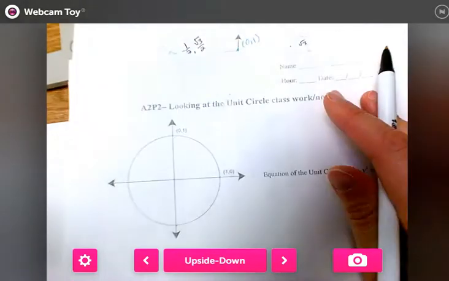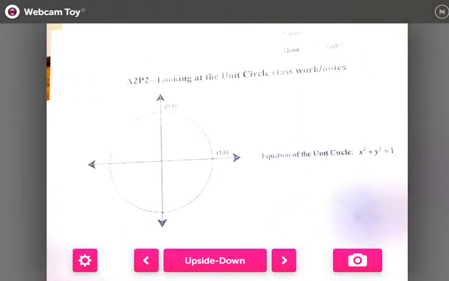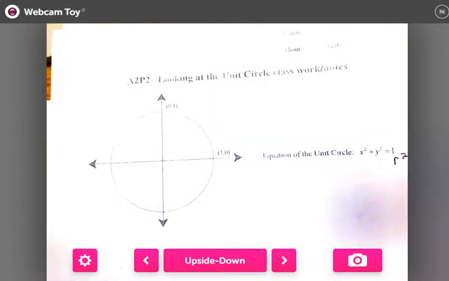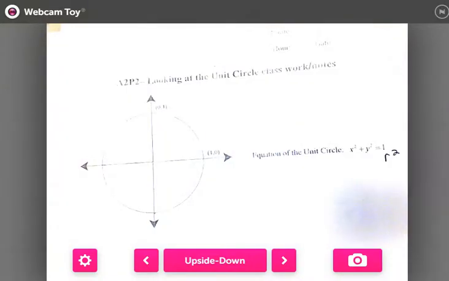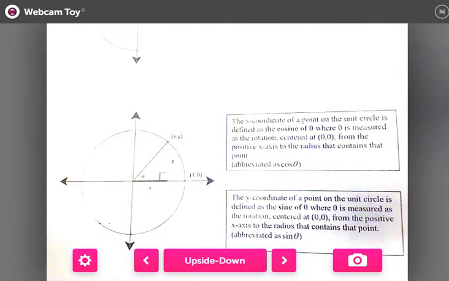We look at that the equation of a circle is x squared plus y squared equals 1 squared for this unit circle, because 1 is the radius, and it's the radius squared. 1 times 1 is 1. Okay. Now, this is important. There's not a lot to do on the front, but there's a lot of important information written here.